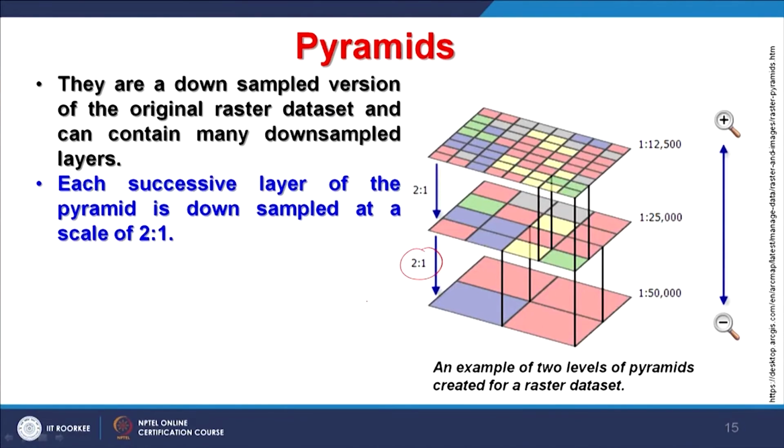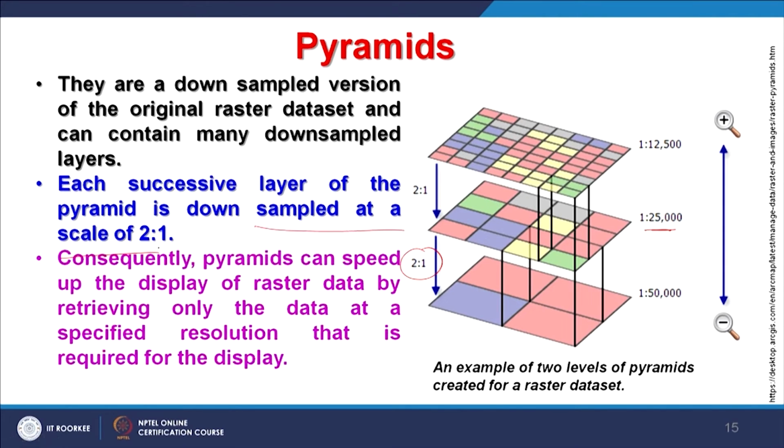Downsampled versions of the original raster data sets are constructed when you go for construction of a pyramid. Each successive layer of the pyramid is downsampled at a scale of 2⁻⁴ as you can see here. So, here in the middle you have 4×4 pixels, here you have just 2×2 pixels, so in a ratio of 2:1, and this is how it is sampled down. And then consequently pyramids can speed up the display.